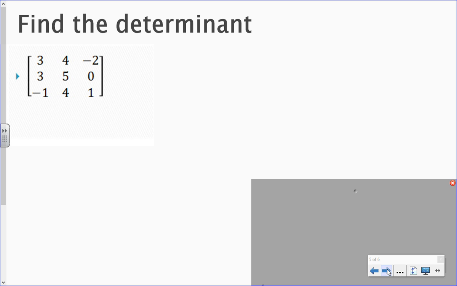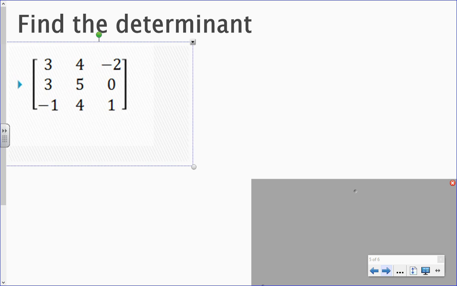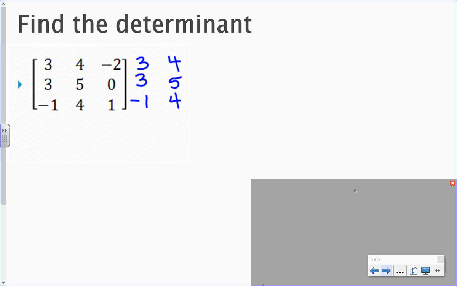Okay, so what we're going to do, we're going to copy everything except the right column. So I'm going to make this a little bigger for myself. Okay, we're going to copy everything but the right column. So our first column is 3, 3, negative 1. And then our next column is 4, 5, 4.